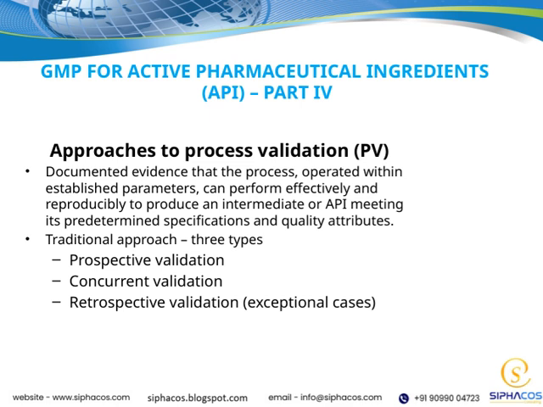Finally, there's retrospective validation, which is typically used in exceptional cases. Here, we review historical data from previous production runs to verify that the process has been consistently producing quality product over time. All of these approaches are fundamental components of GMP for active pharmaceutical ingredients, ensuring that our manufacturing processes are reliable, reproducible, and compliant with regulatory standards. This slide highlights how these strategies fit into the broader framework of quality assurance in pharmaceutical manufacturing.